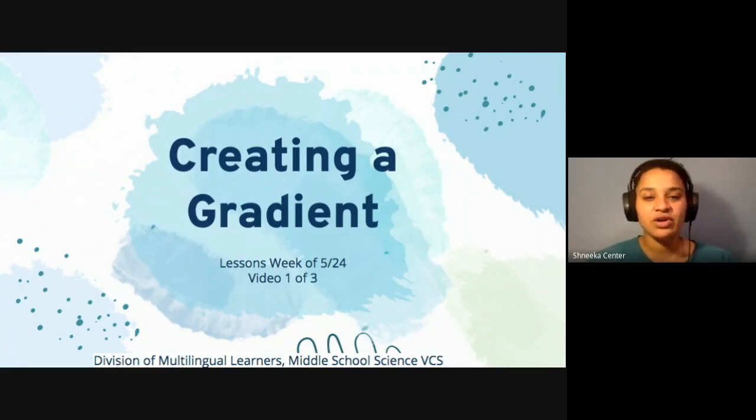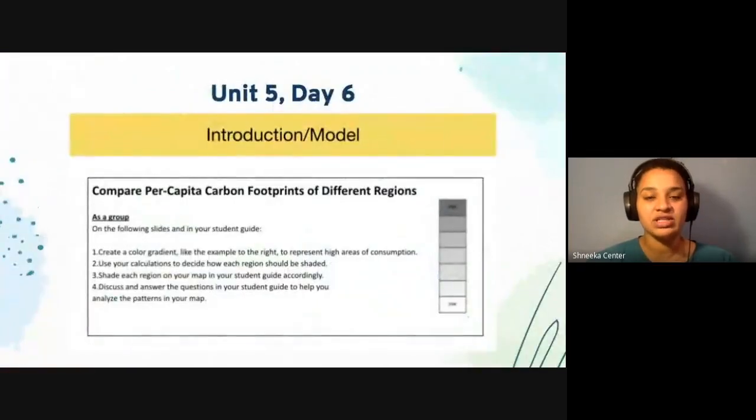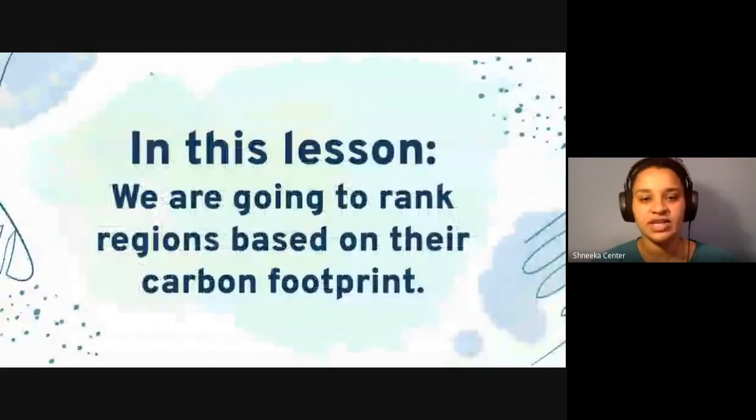In this video, I'm going to show you how to create a gradient so you can complete the introduction and model for Unit 5, Day 6. In this lesson, you're going to be asked to use the per capita carbon footprints that you calculated to determine which region has the highest or lowest carbon footprint. So in this lesson, we are going to rank regions based on their carbon footprint.